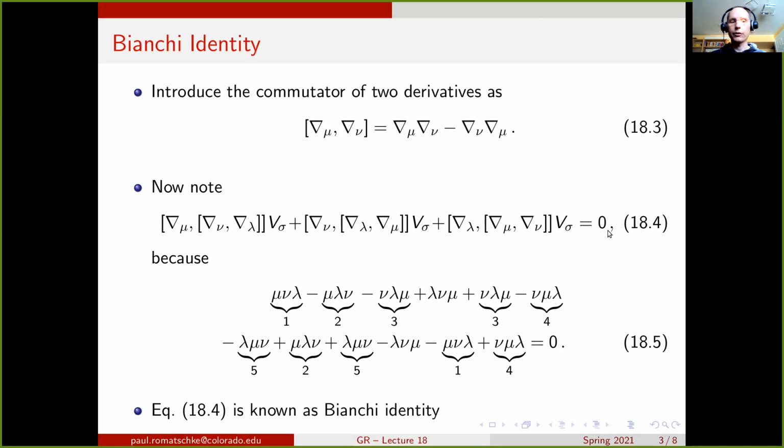This equation 18.4 has a name. It is known as a Bianchi identity, and it will be our central building block for the following math.